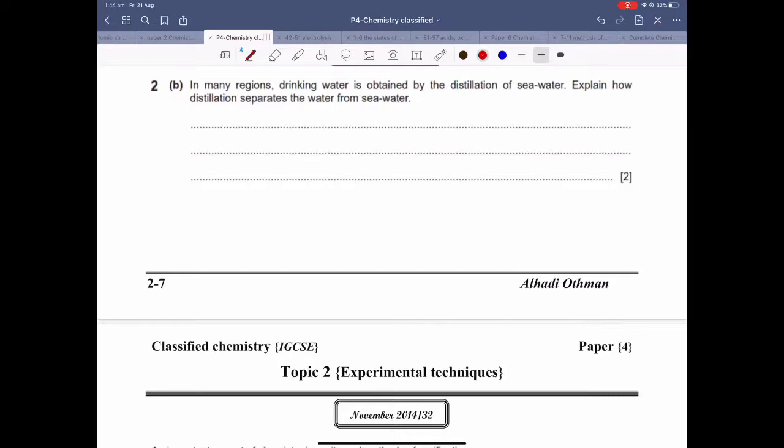Many countries in the Middle East, for example, obtain their water in this way because they don't get enough rainfall during the year, so they don't get enough fresh water from the rain, which ends up in rivers and streams and mountain reservoirs and various other places, which is where we get the water from in the UK for drinking. You need to know that as a separate topic. But here, this comes under the topic of separation techniques. So this is simple distillation.